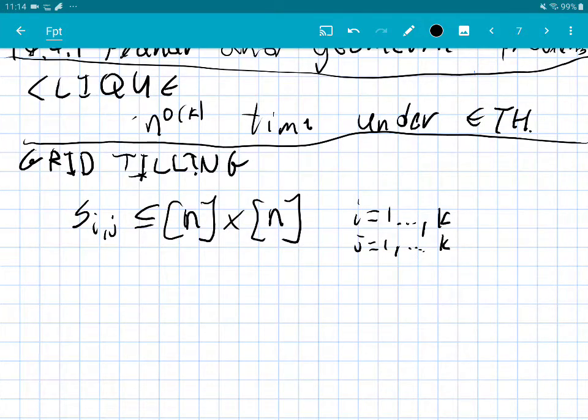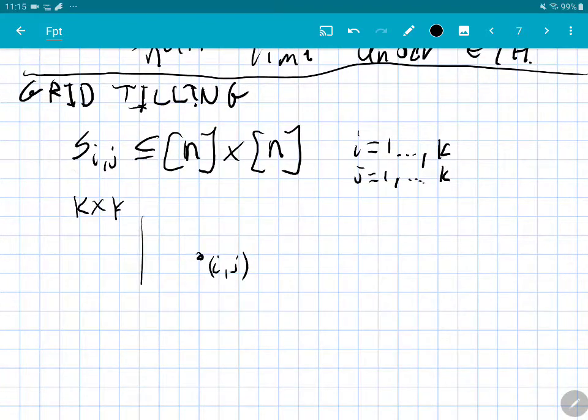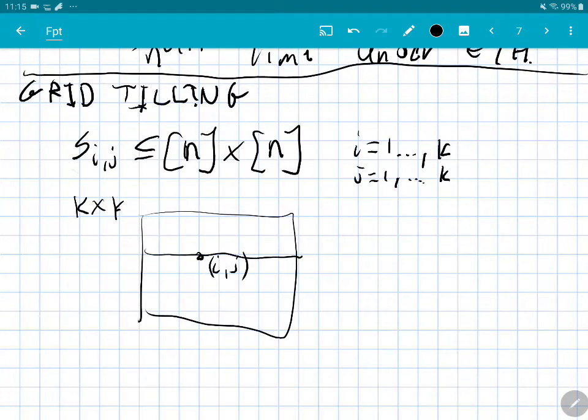Okay, so in the grid tiling problem, we're going to have a grid of size k by k. And for every cell in this grid, let's call it ij, we're going to have a large set of labels, Sij. The important thing is that these labels are not just numbers, they're going to be elements of the two-dimensional n by n grid. So we have two grids. One is the underlying grid, which is k by k, and then for every grid cell we have a list of labels which are also a grid.